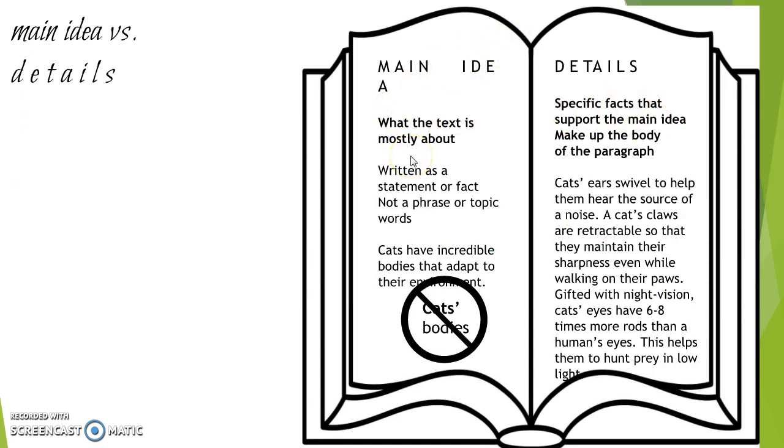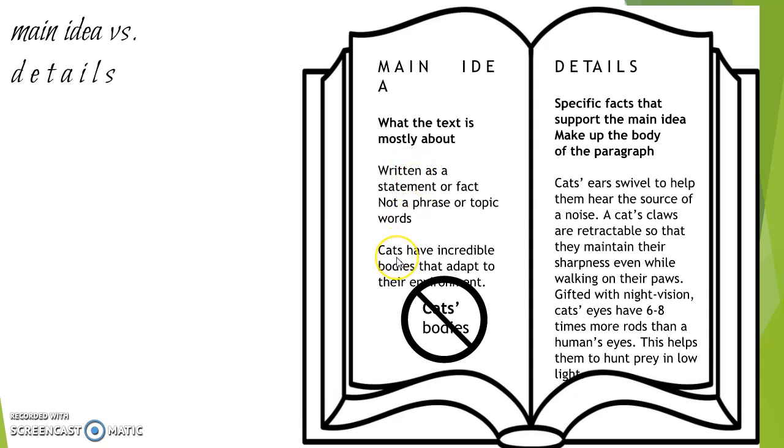Excuse the way this came out. So we're going to discuss main ideas and then details. So a main idea is what the text is mostly about. It's pretty broad. It's a little bit bigger. It's often written as a statement or a fact, and it's not really a phrase or topic words.